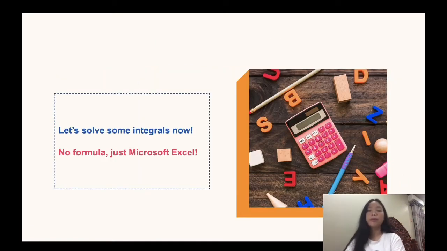So let's do some examples now. Don't need any formula, just use Microsoft Excel.